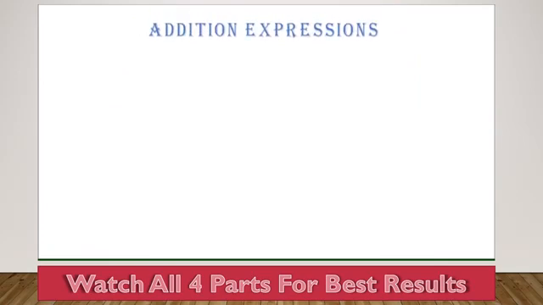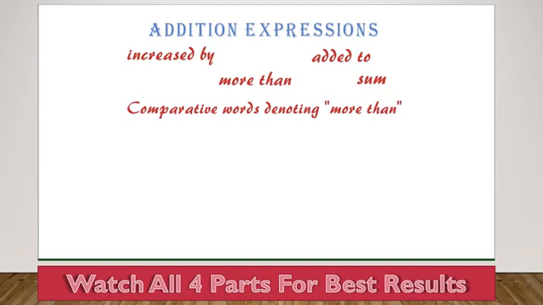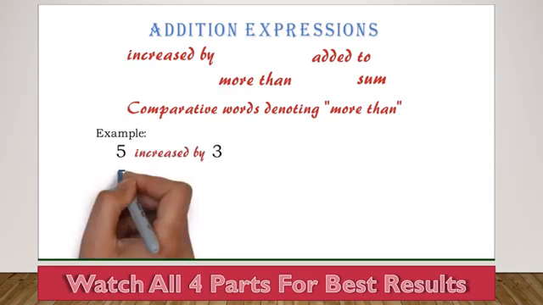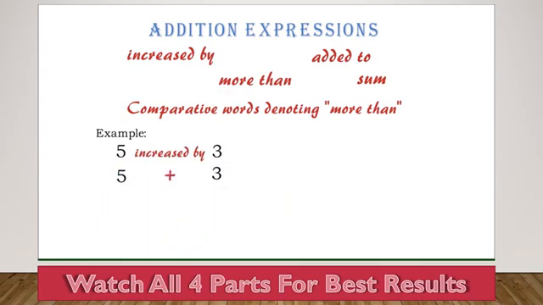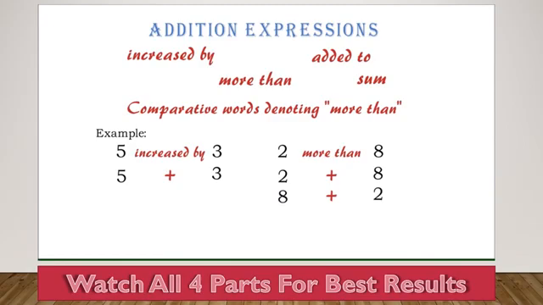The following expressions imply addition. 1. Increase by. 2. More than. 3. Added to. 4. Sum. 5. Comparative words that denote more than: longer, faster, taller, and so on. If we have 5 increased by 3, this is the same as 5 plus 3. If we have 2 more than 8, this is the same as 8 plus 2 or 2 plus 8. You can interchange numbers in addition.